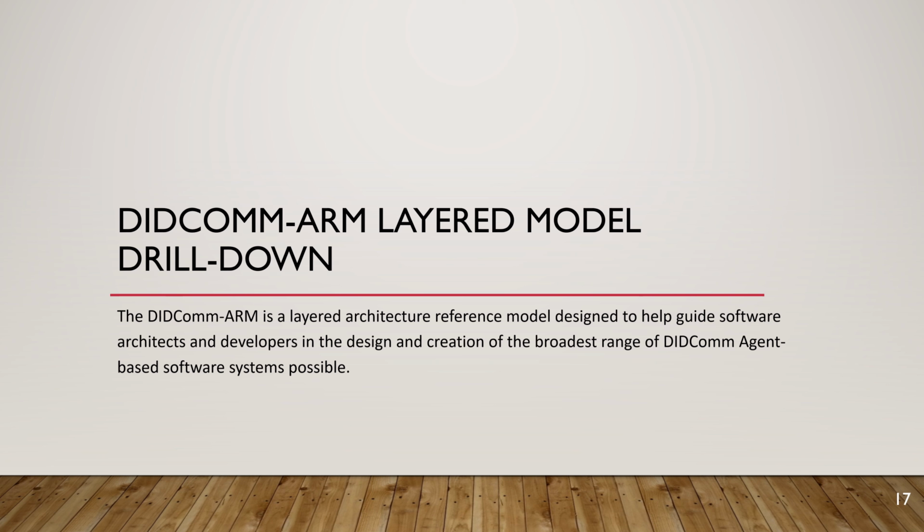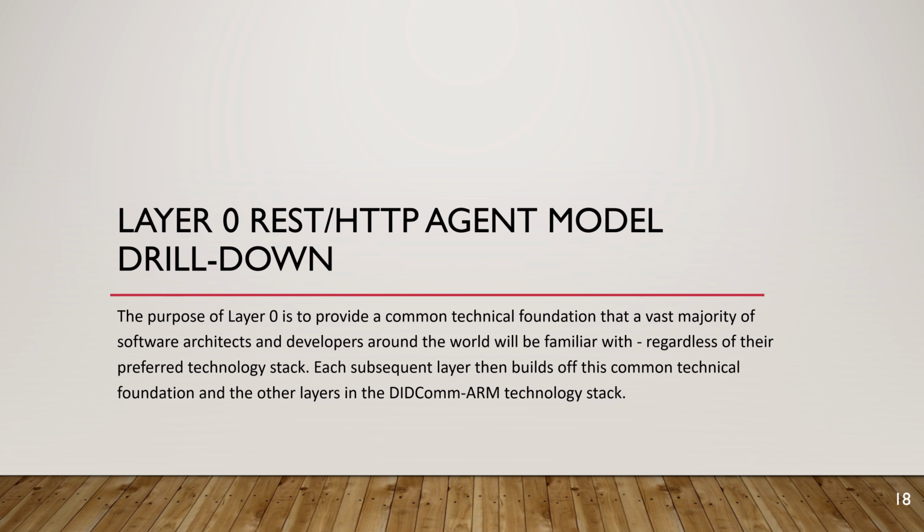Okay, so the layered model drill down. The DIDComm-ARM is a layered architecture reference model designed to help guide software architects and developers in the design and creation of the broadest range of DIDComm agent-based software systems. So layer 0, what's the purpose of layer 0? This is to provide the common technical foundation that a vast majority of software architects and developers around the world will be familiar with, regardless of their preferred technology stack. Each subsequent layer then builds off this common technical foundation and also the other preceding layers in the DIDComm-ARM technology stack.